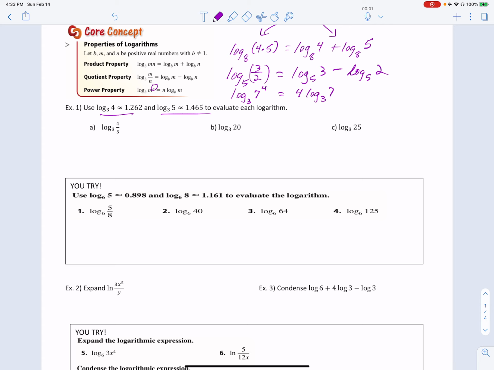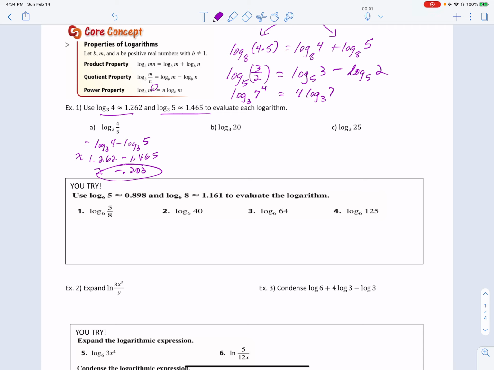In A, we have log base 3 of 4/5. Well, I can write that as log base 3 of 4 minus log base 3 of 5, and I have values for each of those. So I can replace those with their approximations. Log base 3 of 4 is about 1.262, and log base 3 of 5 is 1.465. If you subtract those, you get negative 0.203. And so there is the first value.